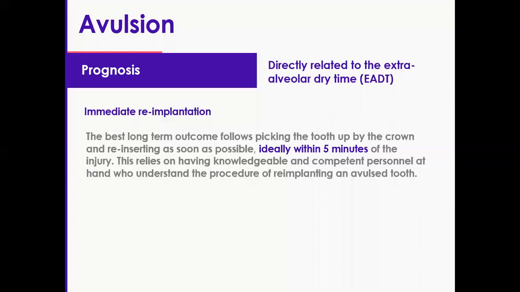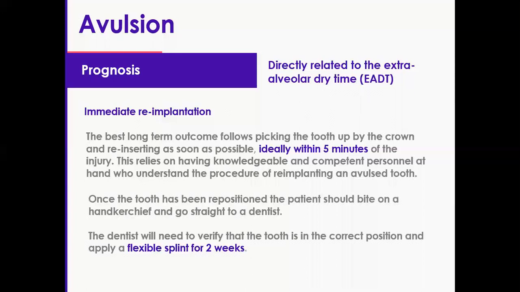So the tooth that is replanted within 5 minutes has got the best outcome, if it is held and handled by the crown. So within 5 minutes, which means as soon as possible, has got the best outcome. And following repositioning, the patient should bite on a piece of handkerchief or something like that and go to the dentist as soon as possible.